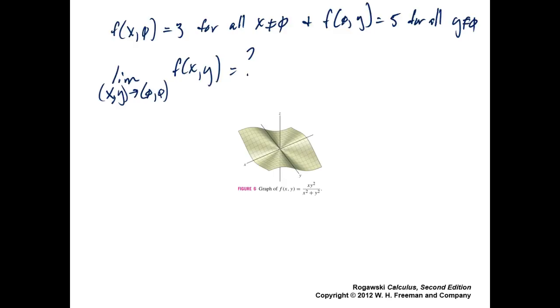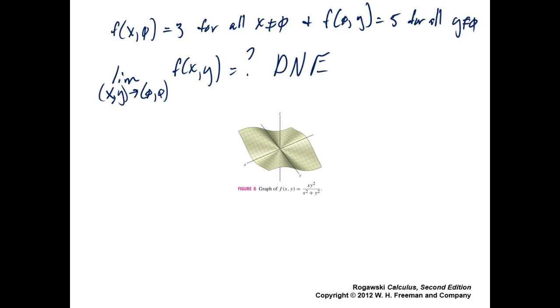Anything? Say this again. It does not exist. I believe you're correct. D-N-E, does not exist. And why is that? Well, if you think about this, here's your x,y plane. That's not that graph. But f of x,0, that means y is equal to 0, y is equal to 0 everywhere on the x-axis, right?